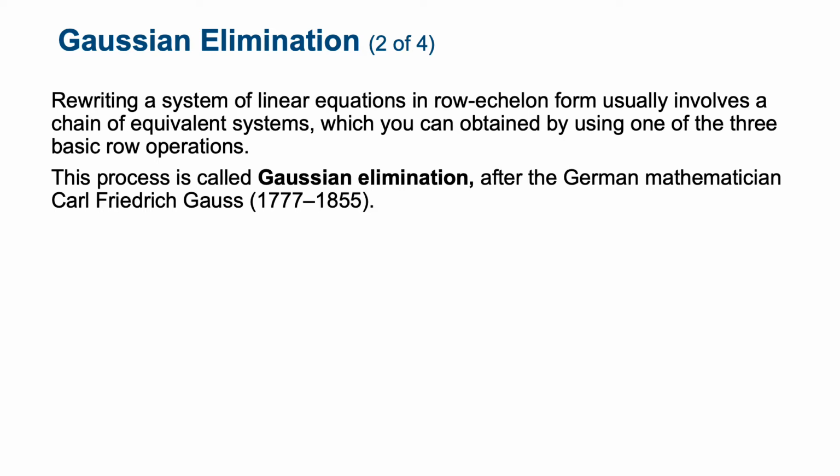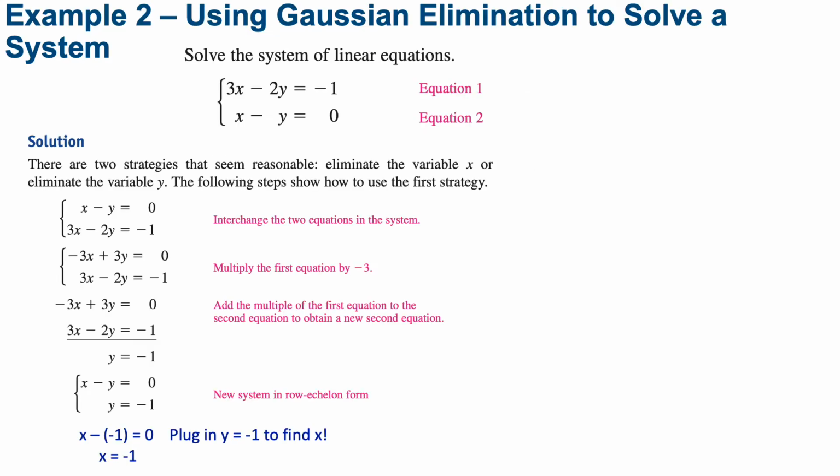Rewriting the system of linear equations in row echelon form usually involves a chain of systems where we do what we just talked about. And this process is called Gaussian elimination after Carl Gauss. Okay, example 2, let's solve the system of linear equations. We have 3x minus 2y is equal to negative 1, and then we have x minus y is equal to 0.